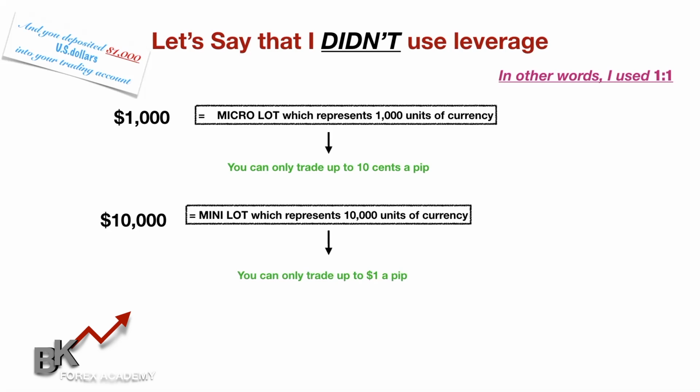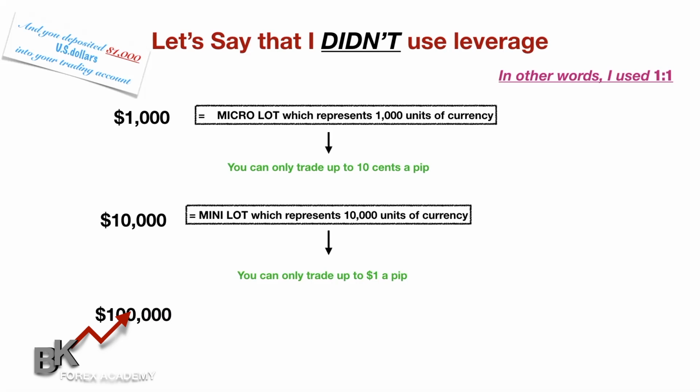So if I put in $10,000 now and I didn't use leverage, I use 1-to-1, which means that every $10,000 I put in my account, I have $10,000 of buying power. I cannot trade more than $1 a pip. If I try to put in $2 a pip, it won't allow me. If I put in $1 a pip in one entry and then I try to put in another dollar somewhere else, it will not let me. It will say I do not have enough money.